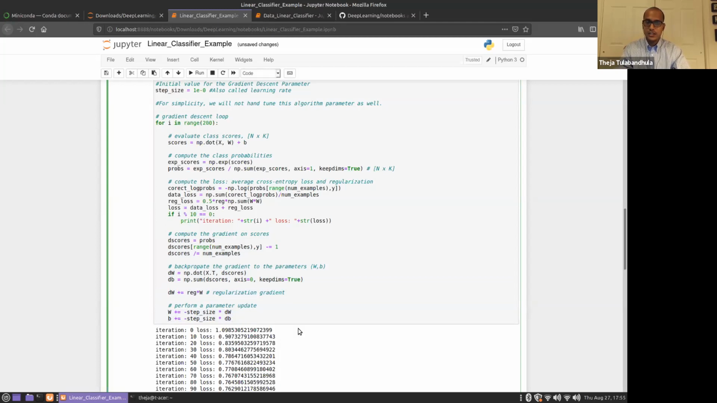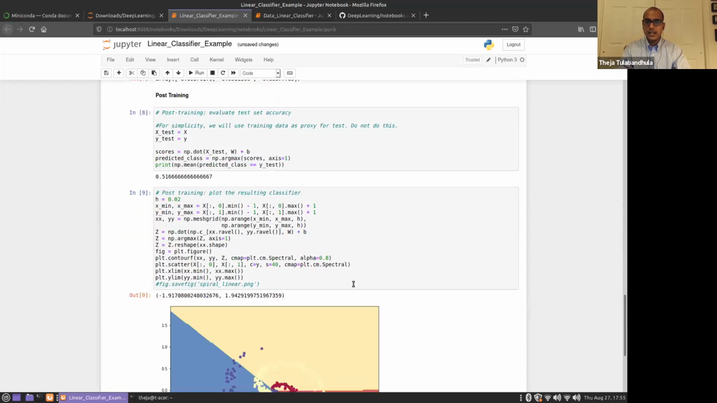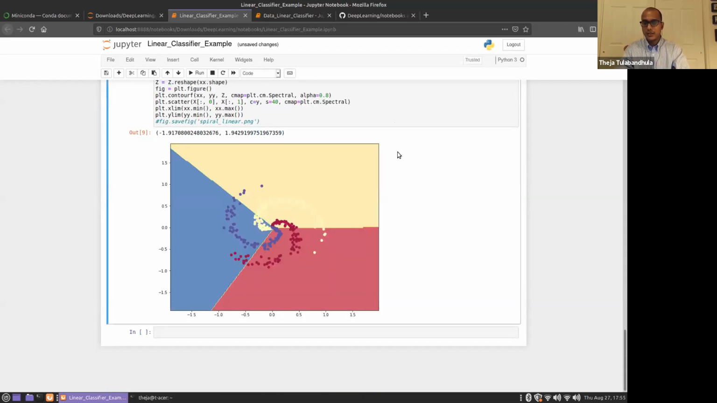Okay, so you can actually run this, and once you run that, you get a final W and B. For final W and B, I'm just going to use test data as the same as training data, which is not the right thing to do. But once you do that, you can plot your classifier. You can plot how your classifier is doing.